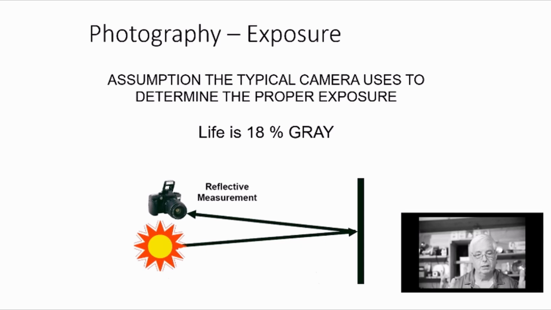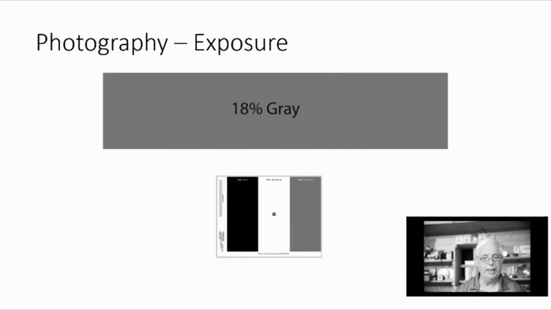And that measurement is then used to calculate all your exposure parameters. So remember clearly that your assumption is life is 18% gray. So here is just a quick 18% gray. It does seem a little strange that it's not 50% gray, but 18% gray is the average reflectance. So when light comes in at 18%, it's going to create a mid-tone gray.